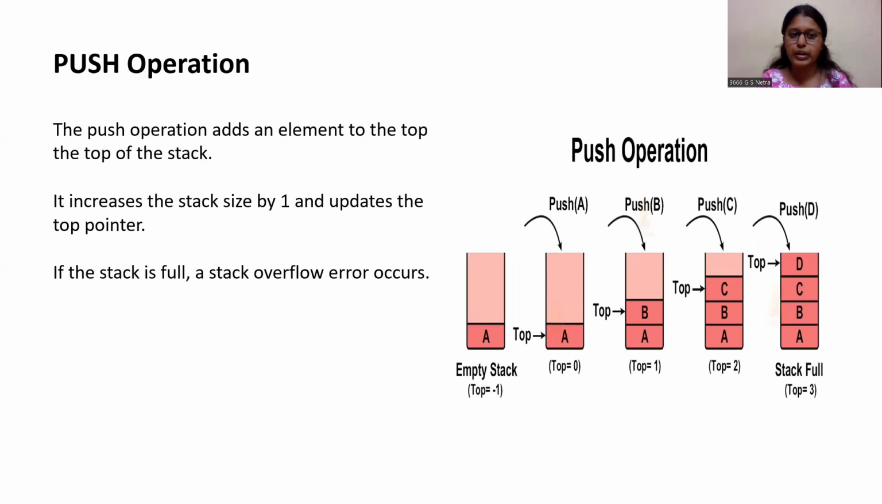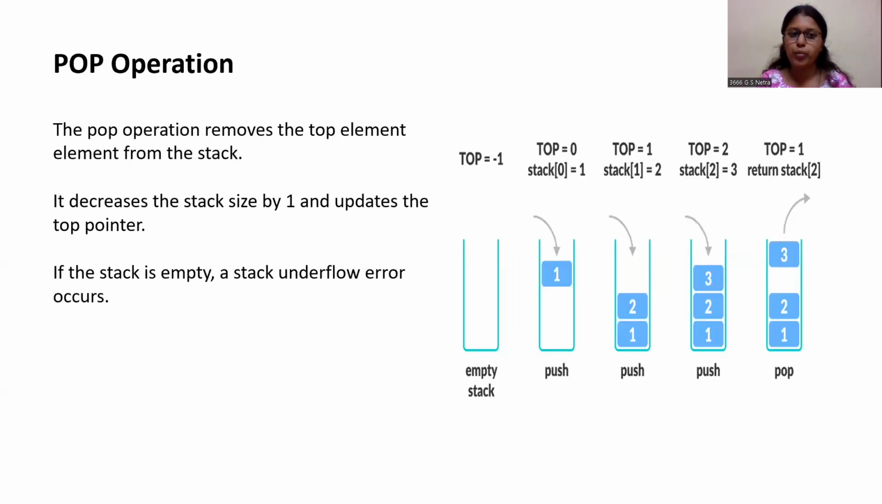First, push operation. Push operation adds an element to the top of the stack. It increases the stack size by 1 and updates the top pointer. If the stack is full, a stack overflow error occurs. Next, pop operation. The pop operation removes the top element from the stack. It decreases the stack size by 1 and updates the top pointer. If the stack is empty, a stack underflow error occurs.